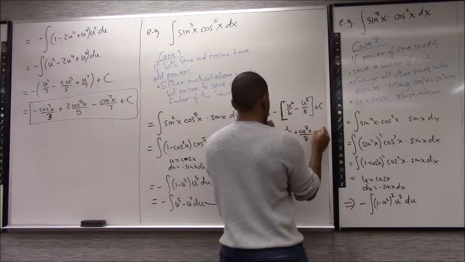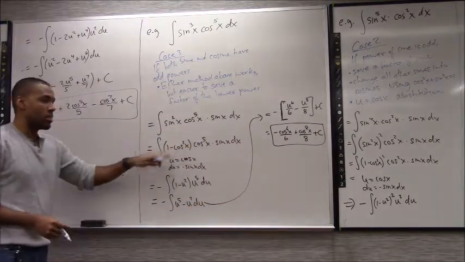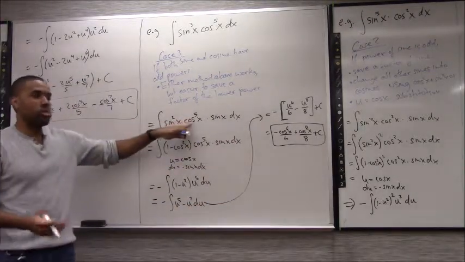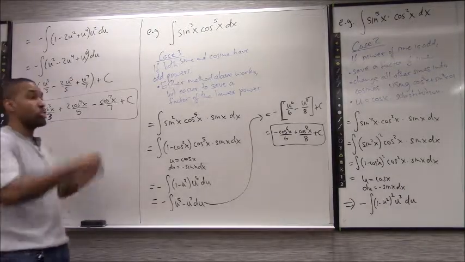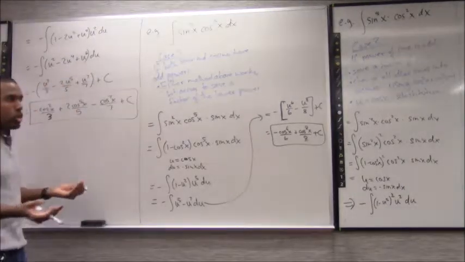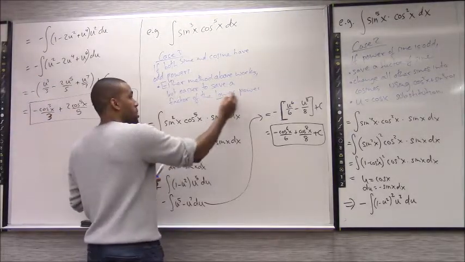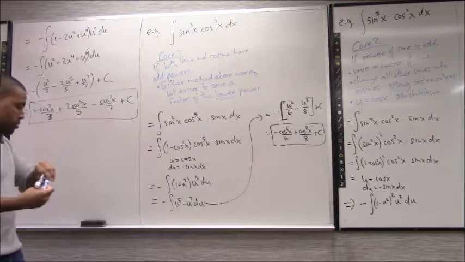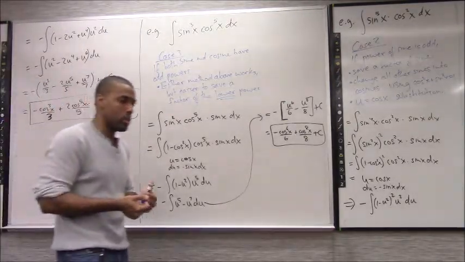Now I could have saved the factor of the cosine, but I'd have to deal with cosine to the 4th, which would be 1 minus sine squared squared, and then I'd have to expand. It could work, but it would have been more work. So you want to save a factor of the lower power if they happen to both be odd. If they're both even, you'd use the half-angle formula on both of them, but we'll deal with that next time.